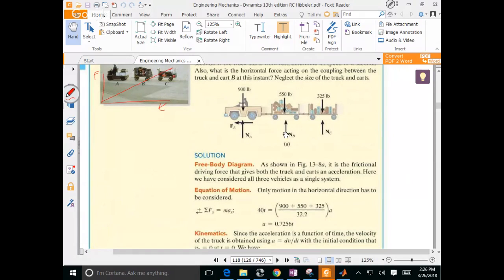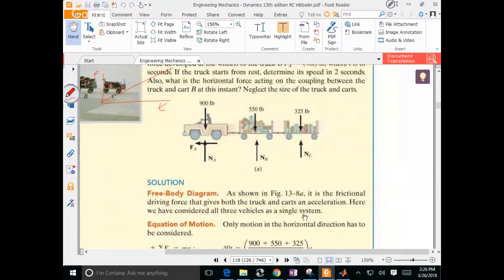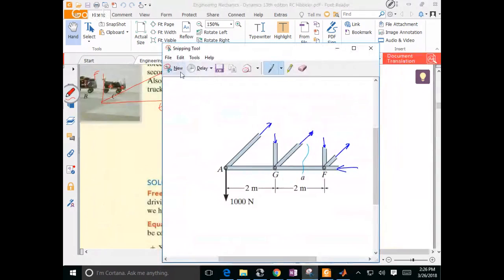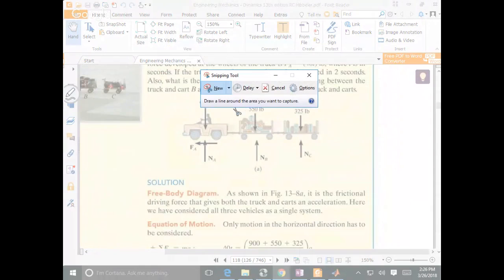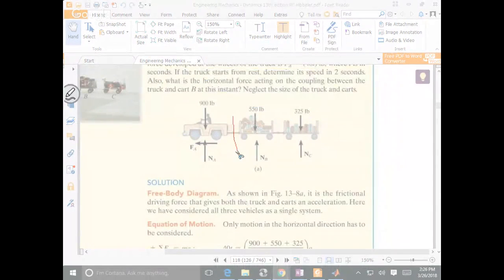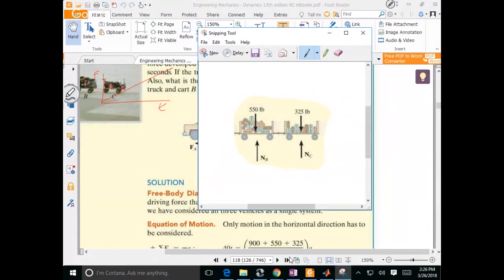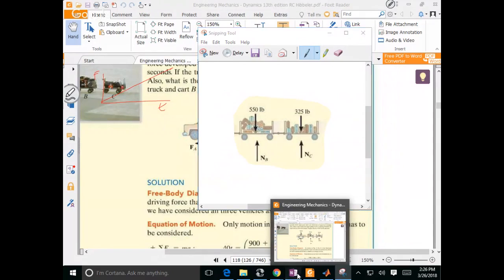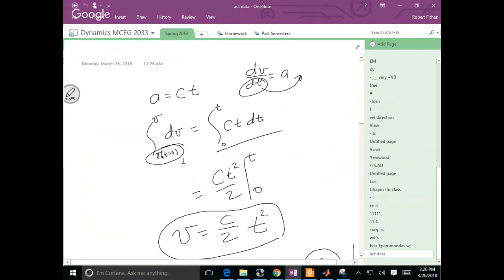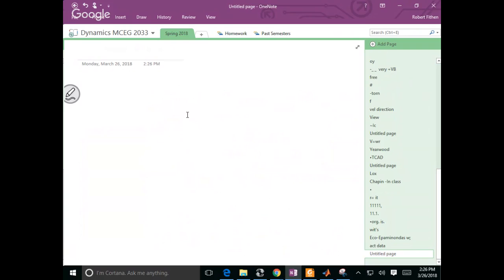So here's what I'm going to do. I'm going to use this little snippet thing and do like this. Just snip the thing right here and then go over here. Okay, now free body diagram, those two are in there, but I also have the tension.